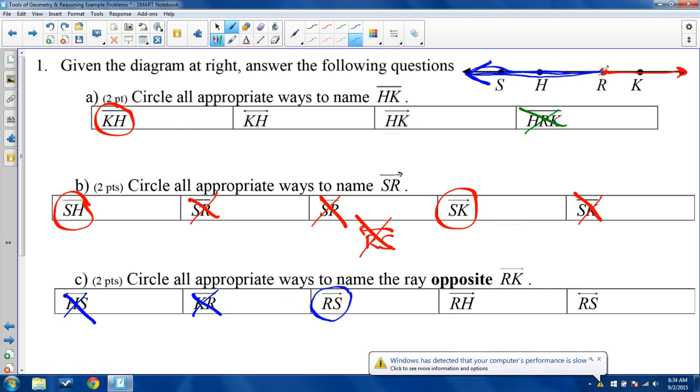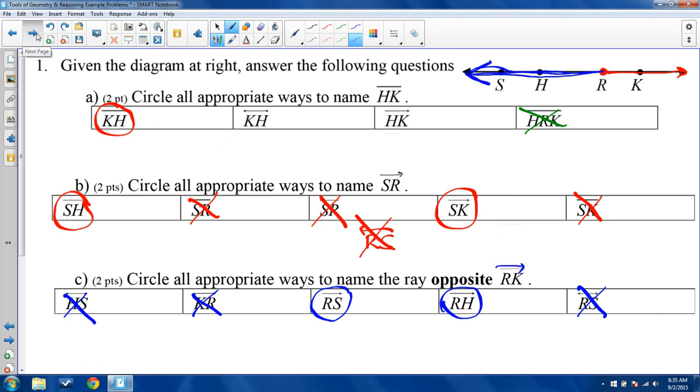Starts on R, goes through S, and continues. Ray RH starts on R, goes through H. That works. And then line RS would be invalid. Again, that's a line. We're trying to find rays. If you couldn't see that, it's doing that.